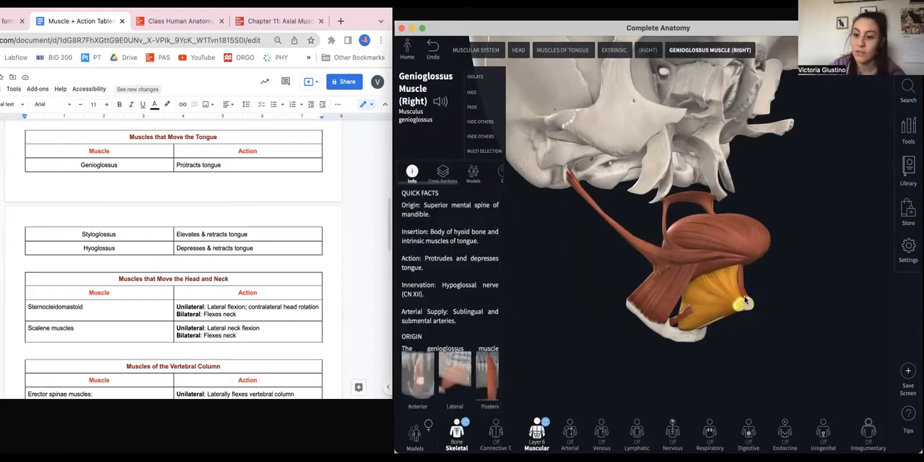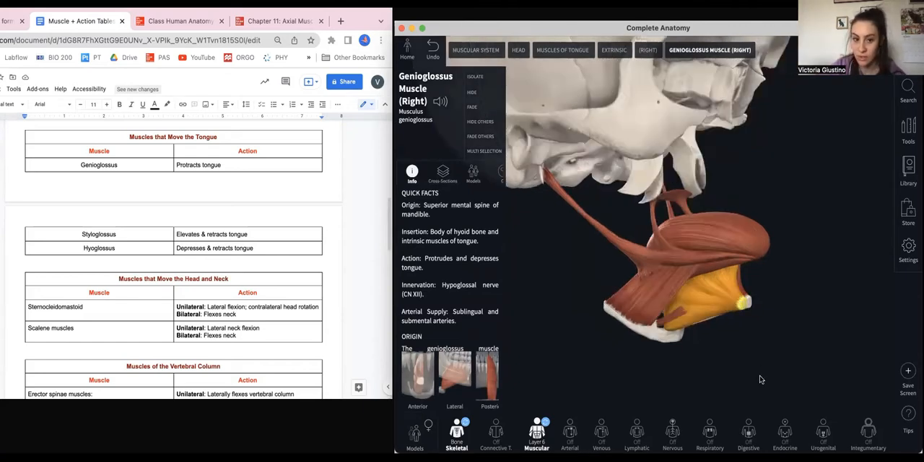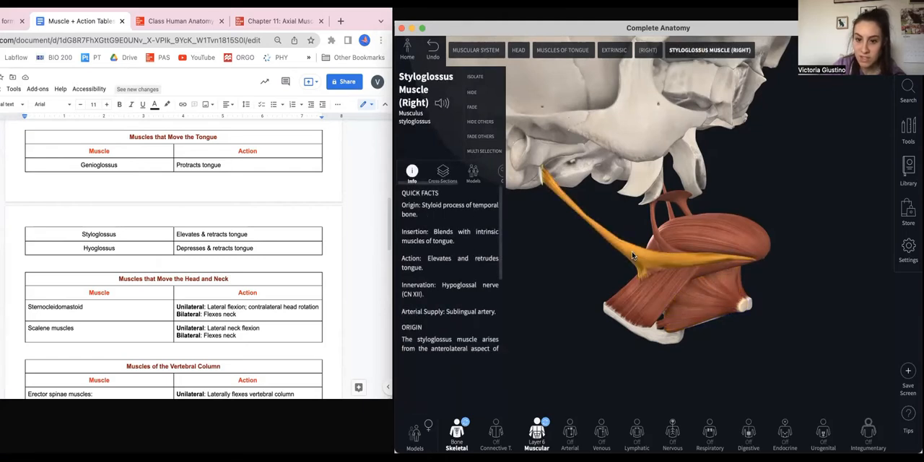So going from I to O, if you can imagine pulling a rope, that's going to allow you to protract your tongue. So I always say if a genie comes out, you're going to stick your tongue at him. So that's genioglossus. And then our next one, we can look at the styloglossus here.